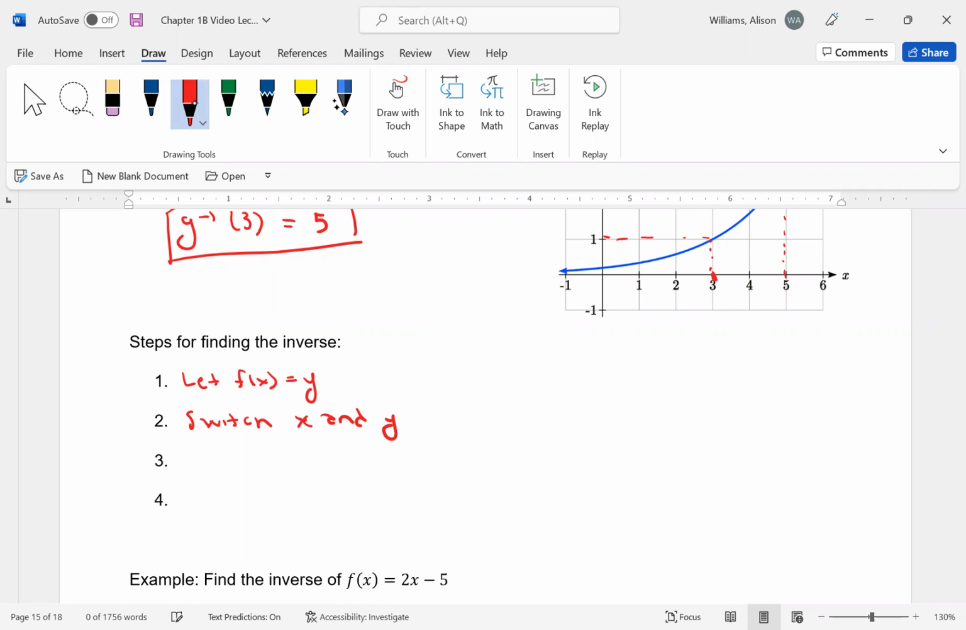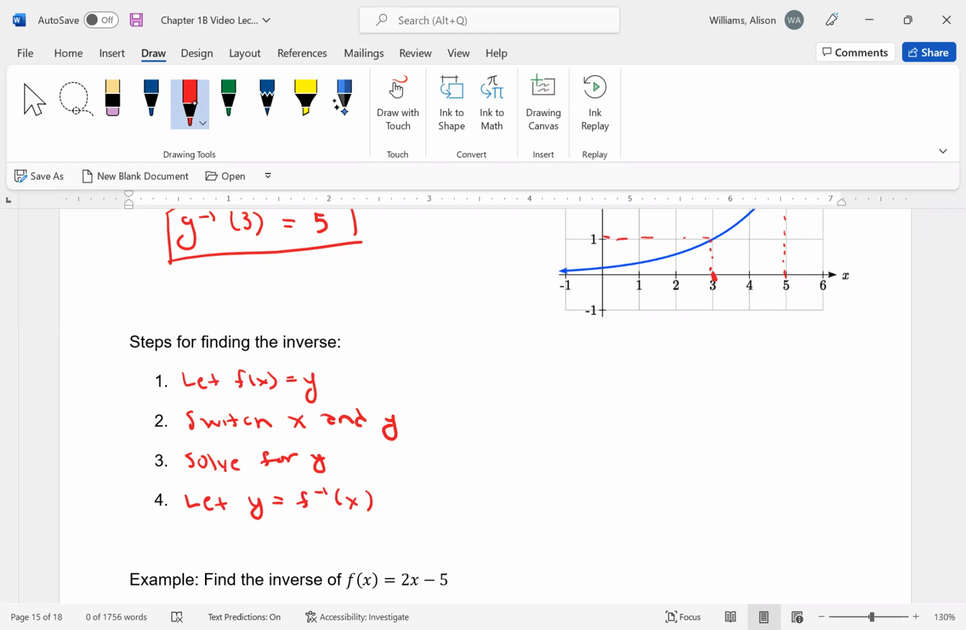You literally switch them. Such a sad x. I'm sorry, I'm trying to make it better. There we go. Then you're going to solve for y. After you switch them, you're then going to solve for y. And then your last step is to switch it back into inverse notation. Let y equal f inverse of x, or whatever function label we're using, if it's not f, g.